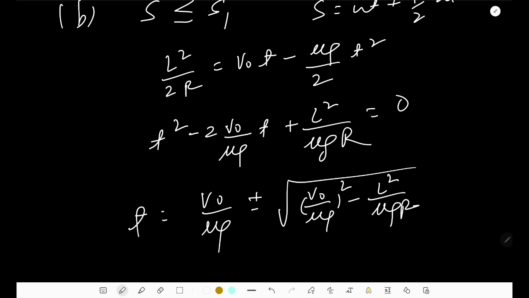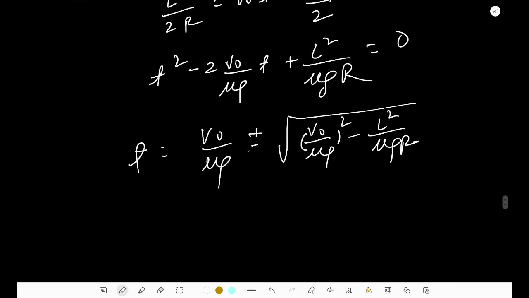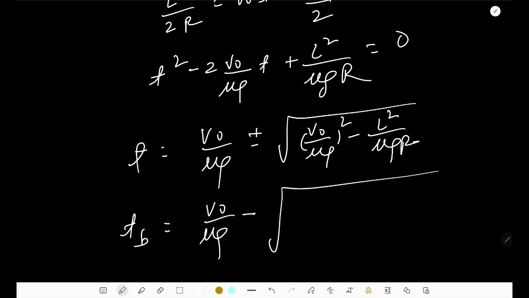In this case tb I haven't obtained yet. tb should be less than ta, and ta was what? v naught by mu g. That means we should select the minus sign here and the plus sign should be omitted. And so tb, in this second case, can be written as v naught upon mu g minus under root v naught by mu g square minus L square upon mu g r. And like this you can do it.